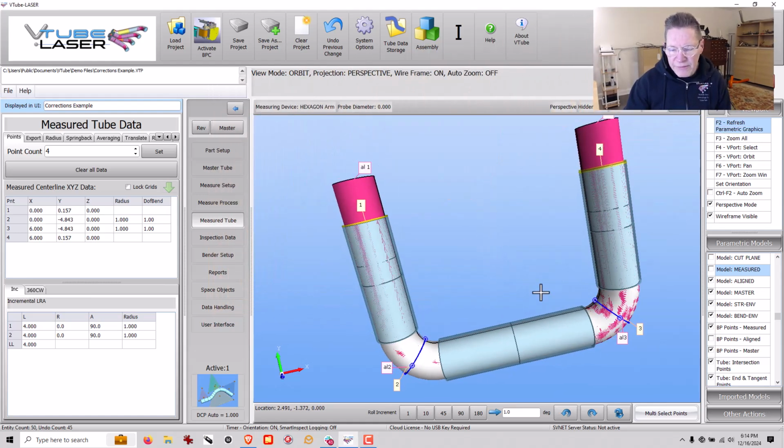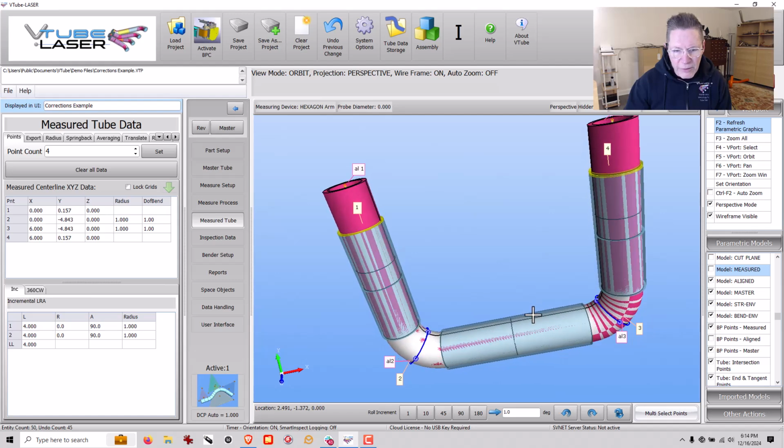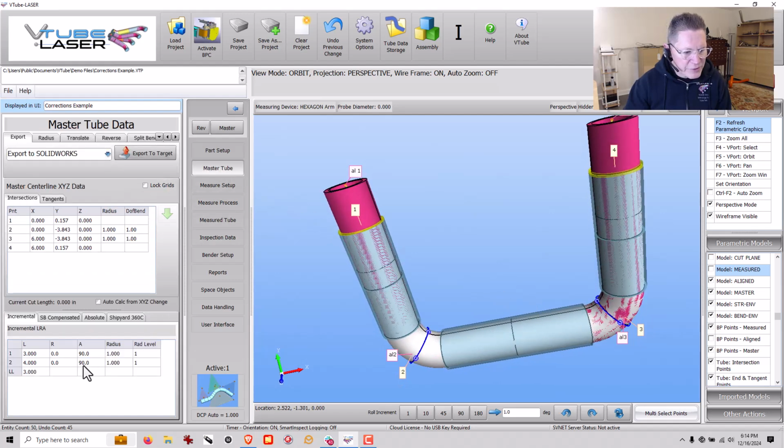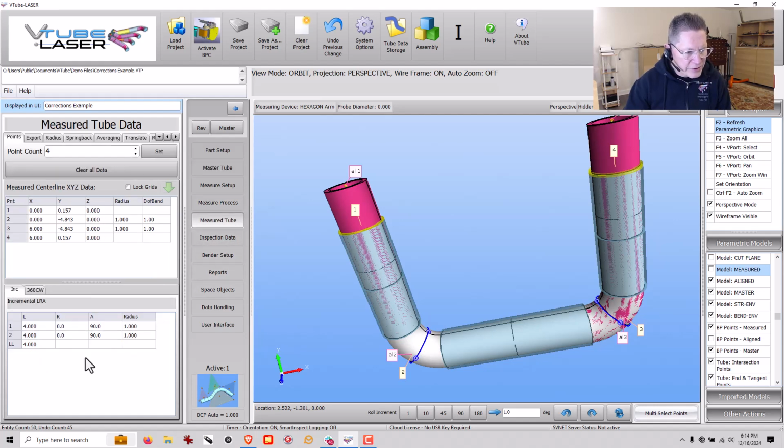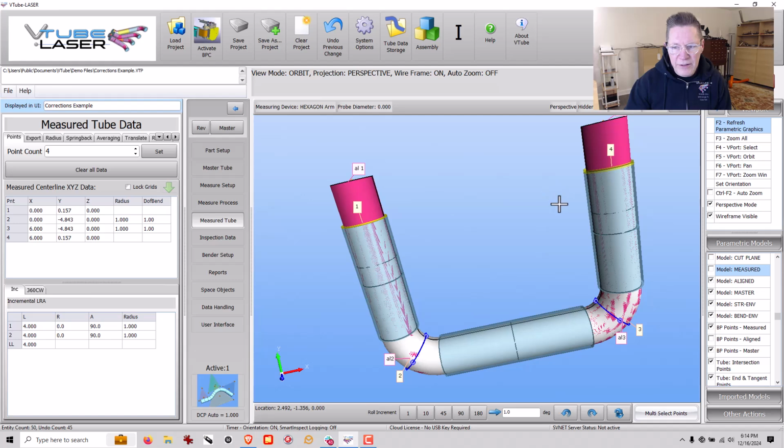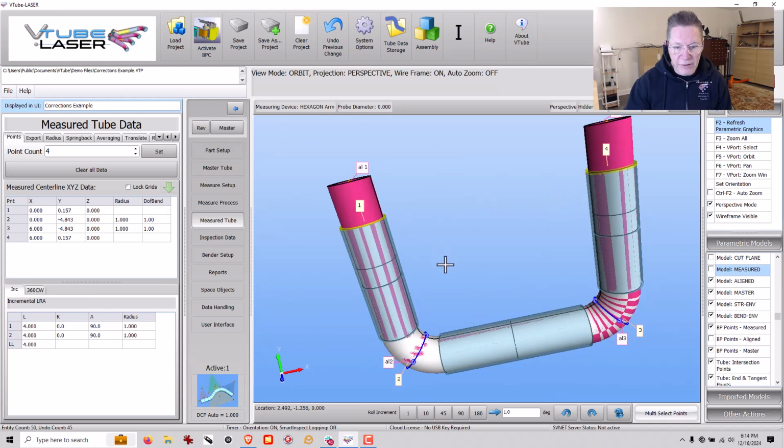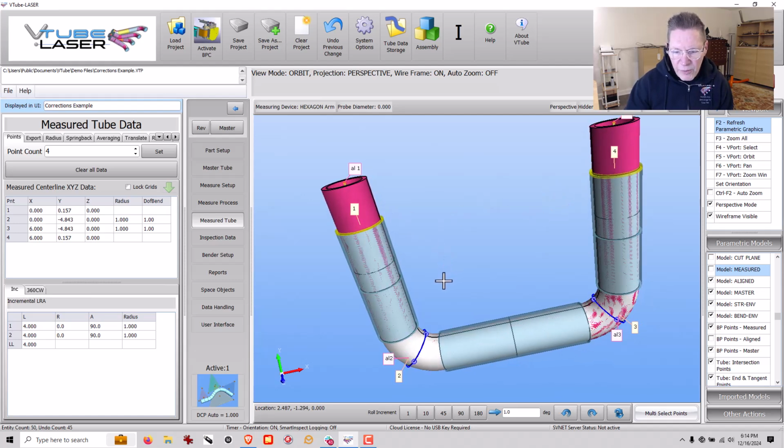On the screen I have this part overlaid, and we have a master part with two 90s. We've got lengths of 3, 4, and 3. And then if you go over to the measured tube, you're going to see we've got 4, 4, and 4 for the lengths, and 90 and 90. I just let these legs come past the end in the measured line so that you can see that there are two tubes here on the viewport.